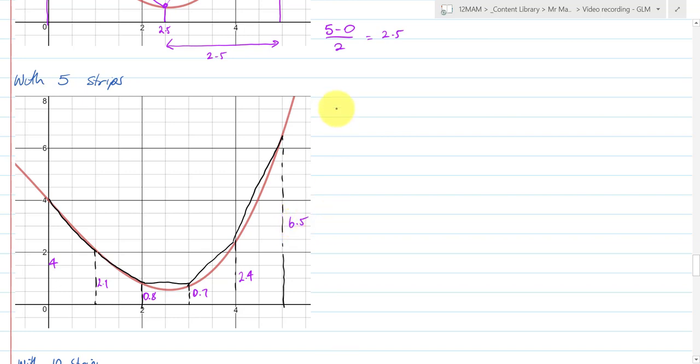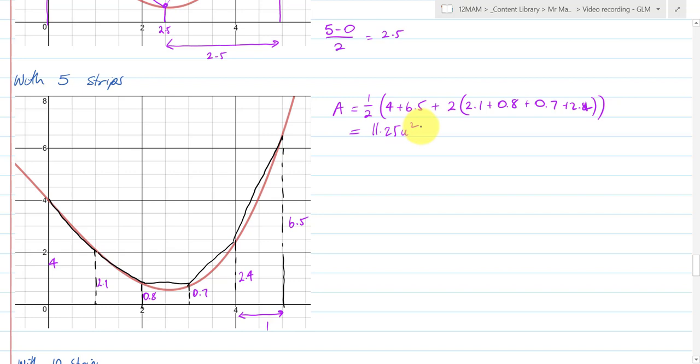And so the area in this case is equal to width, which is 1 over 2, times the ends, 4 plus 6.5, and they don't change, plus 2 times the middles, which is 2.1 plus 0.8 plus 0.7 plus 2.4. And that's equal to 11.25 units squared.